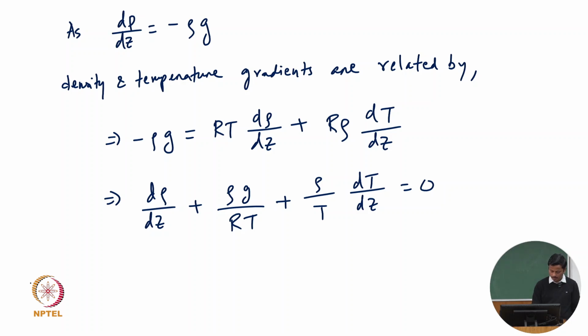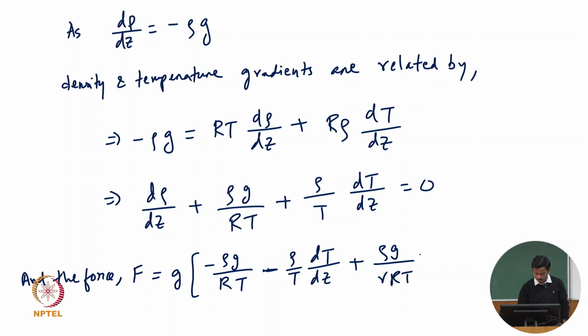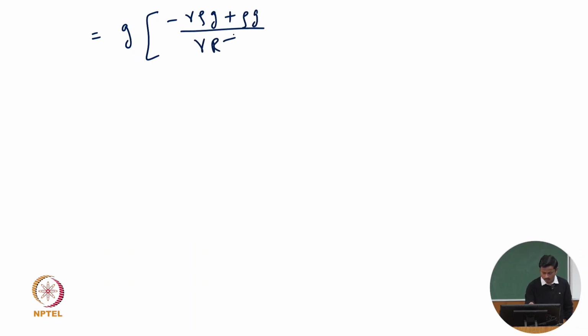And hence the force can be expanded as force F equal to G minus rho G by RT minus rho by T dT by dz plus rho G by gamma RT times H. Again simplifying this further by using the relationships that we have already used and also rearranging terms, this is equal to minus gamma rho G plus rho G by gamma RT minus rho by T dT by dz.